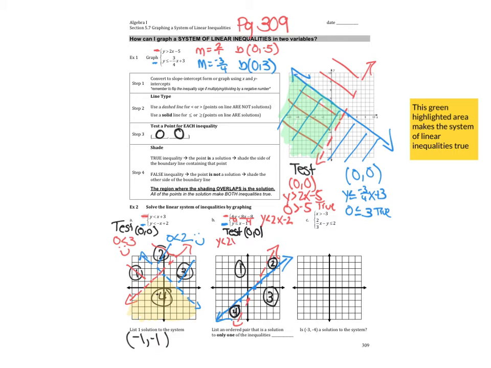My first equation, y is less than 2x minus 2. 0 is less than -2. That is not true. So since that is not true, 0, 0 is not part of this answer. So that means we're crossing off 1 and 4.